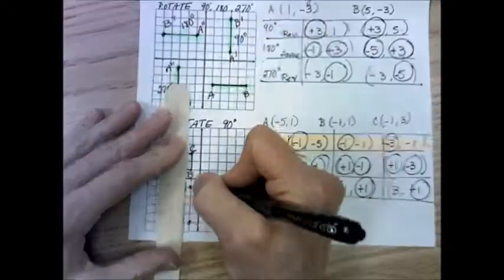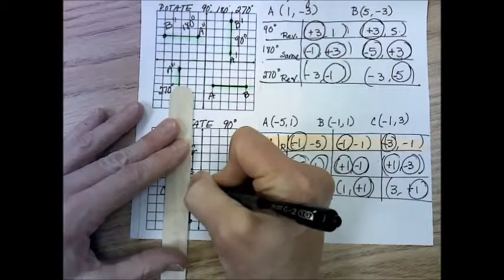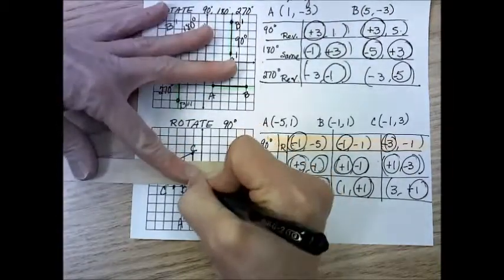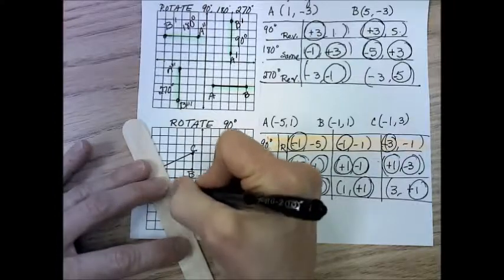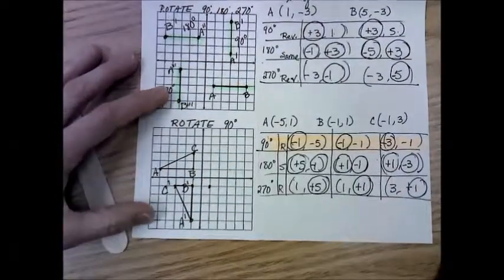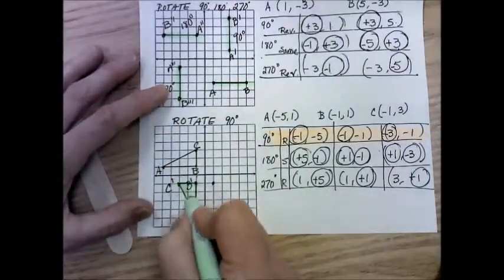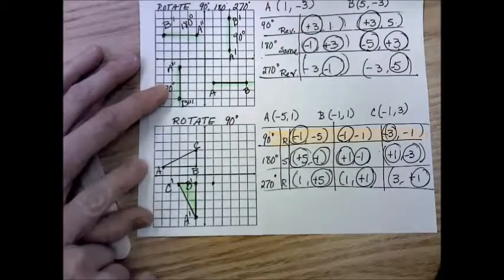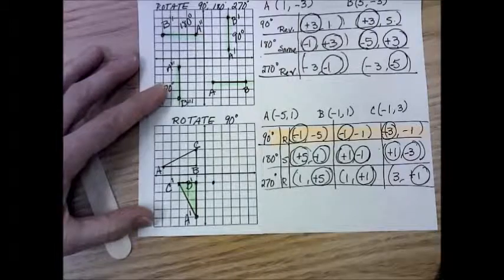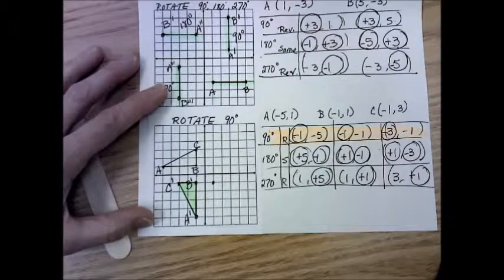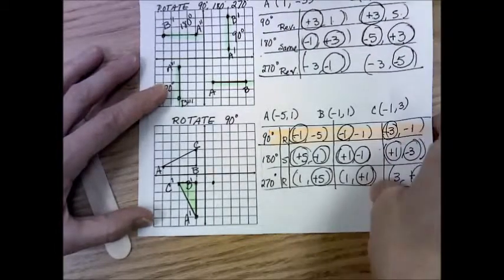And when we connect these, we now see how that rotated. A was facing out this way. Now it's down here and facing that way. So that's your 90-degree rotation for that triangle.